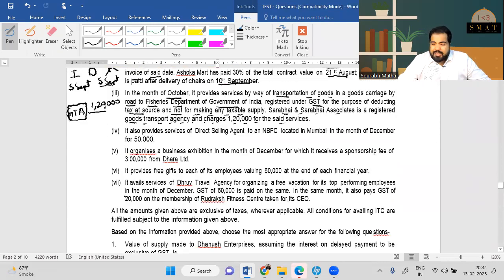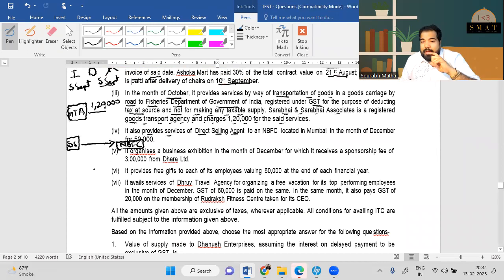Third one we had discussed, it's general supply. It also provides services of direct selling agent. Guys, Sarabhai and Sarabhai is a partnership firm. It is providing direct selling agent services to an NBFC. Remember, direct selling agent generally is under RCM. That means government wants GST, but they tell the NBFC to pay. But only if the direct selling agent is an individual. Here, it's a partnership firm. So this is under FCM. This one also was under FCM.